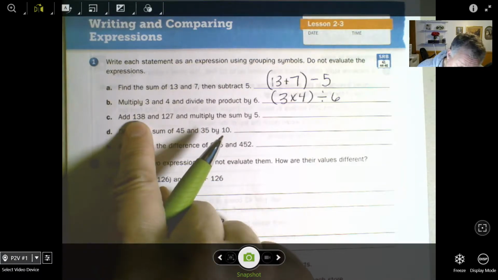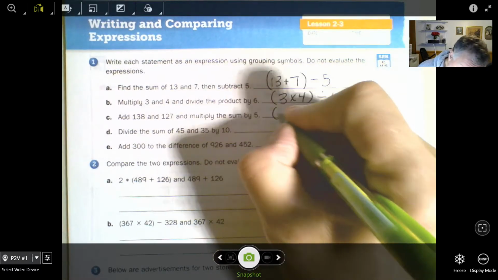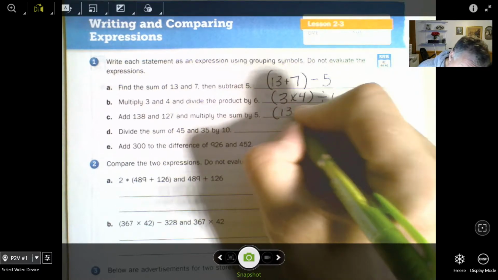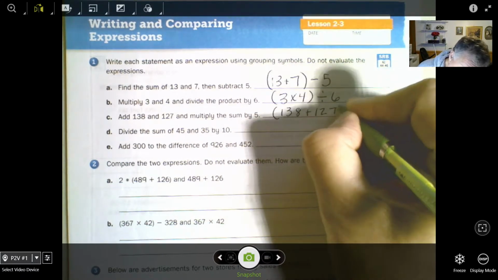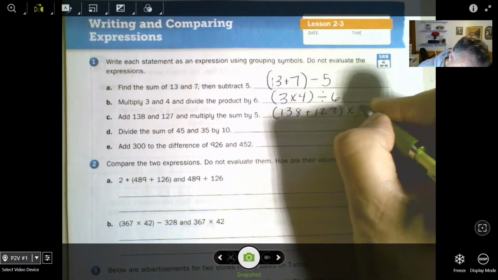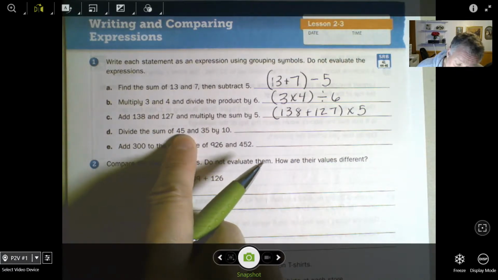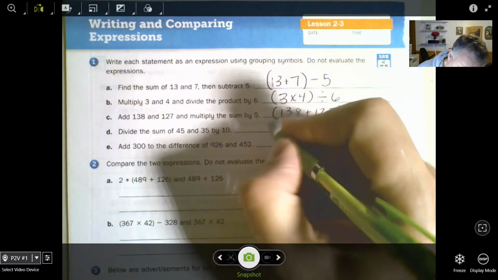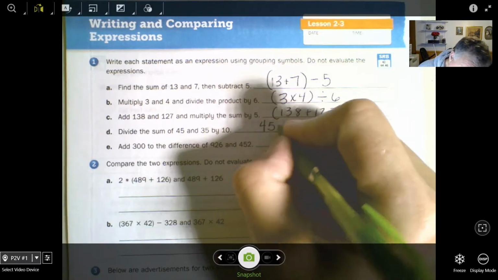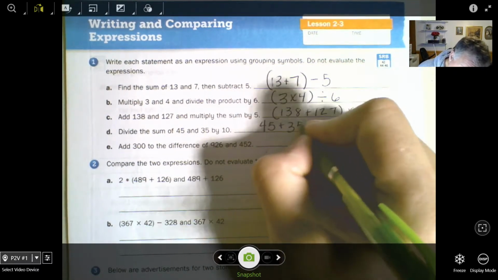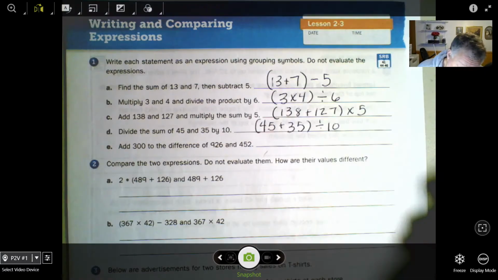Add 138 and 127 and multiply the sum. So again, since we're multiplying the sum, it tells us we're doing that first. Times 5. Multiply by 5. Divide the sum of 45 and 35 by 10. So again, we're finding a sum, so that has to be done first. And we're dividing that by 10.